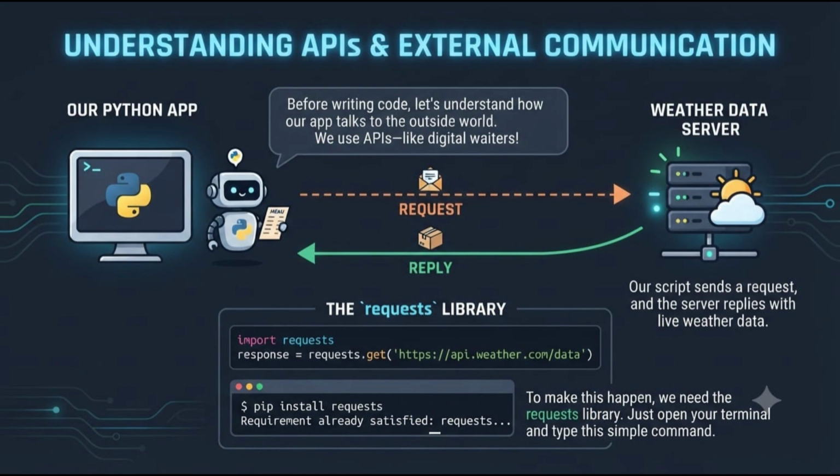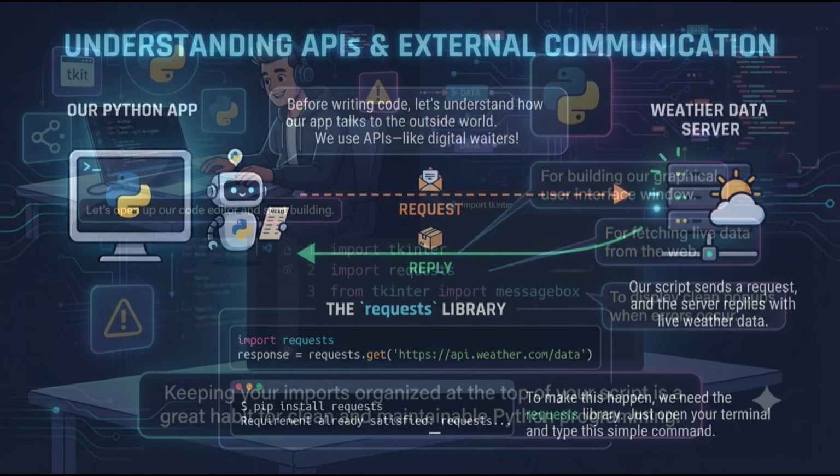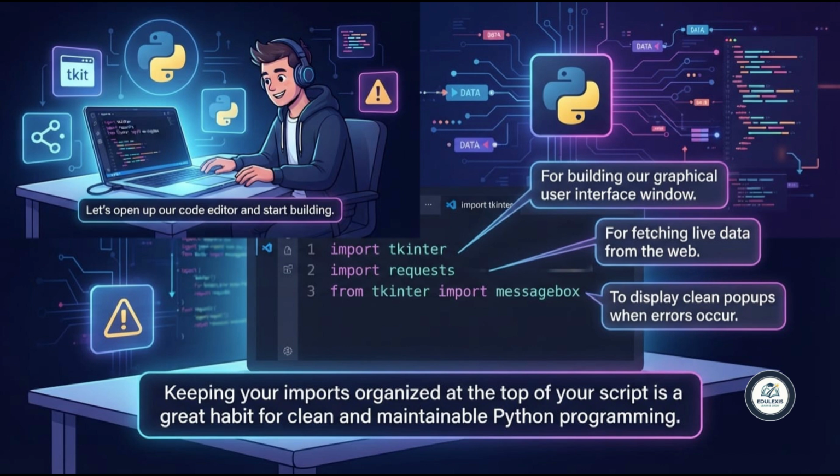Before writing any code, let's understand how our app talks to the outside world. We use APIs, application programming interfaces, which act like digital waiters. Our Python script sends a request to a weather server, and the server replies with live data. To make this happen in Python, we need the requests library. If you don't have it installed yet, just open your terminal and type pip install requests. It's that simple. Let's open up our code editor and start building.